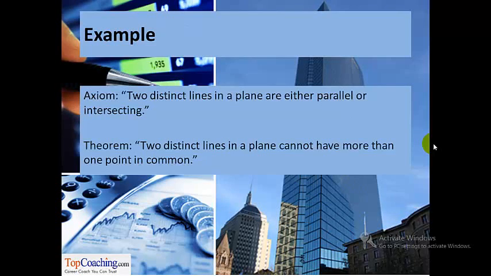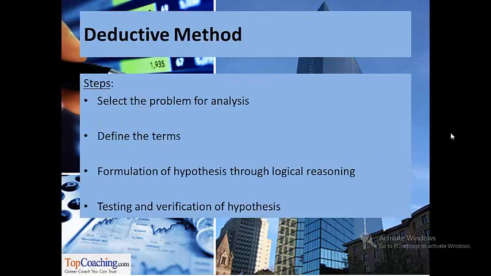Let's take an example of deductive method of study. Suppose we have an axiom that two distinct lines in a plane are either parallel or intersecting, which is a general perception. Based on this axiom, the corresponding theorem is two distinct lines in a plane cannot have more than one point in common, which is a specific approach to that statement. Thus, this is an example of deductive method of study.